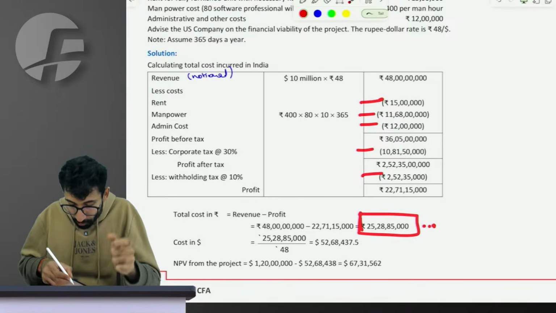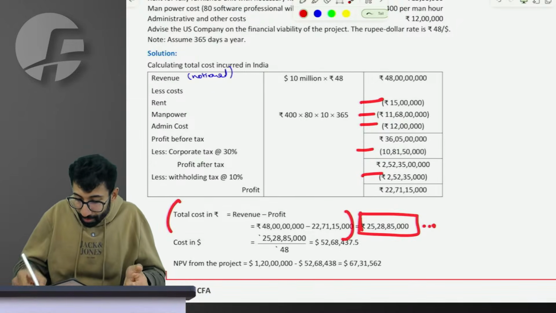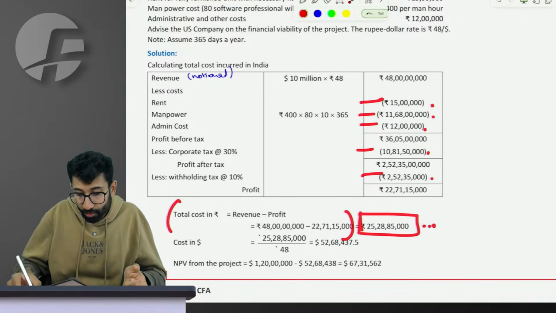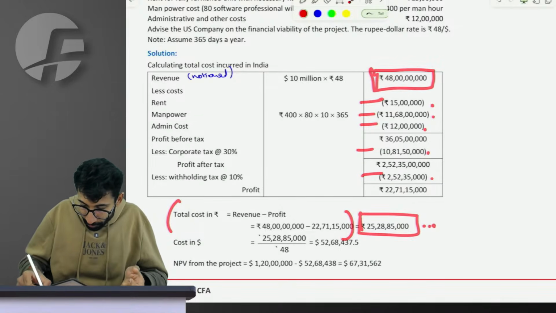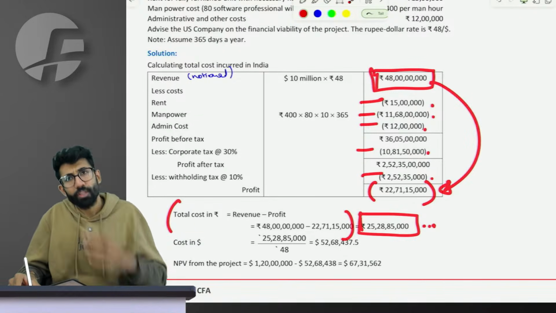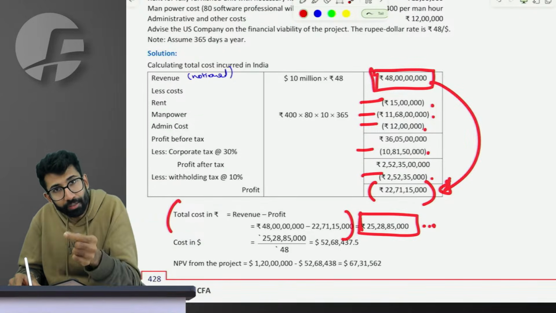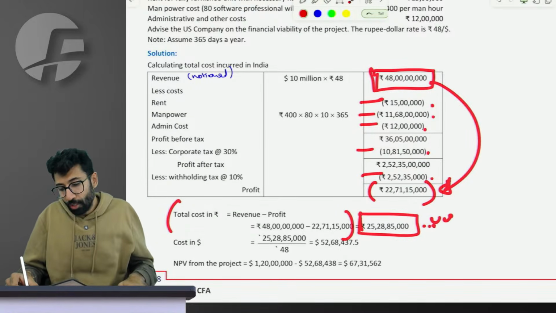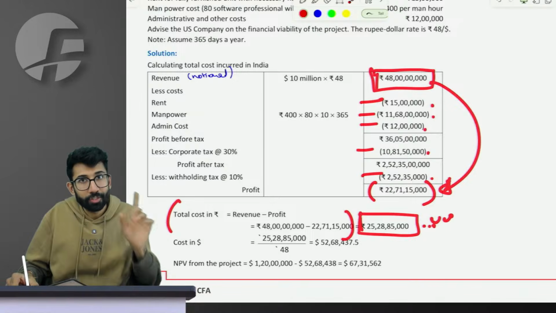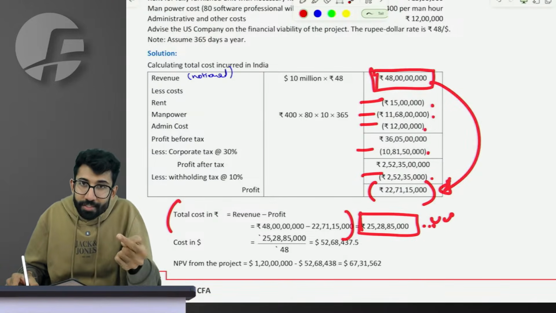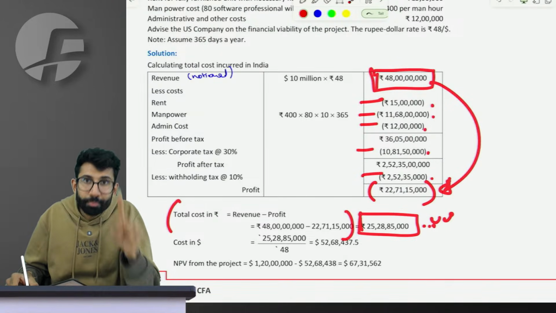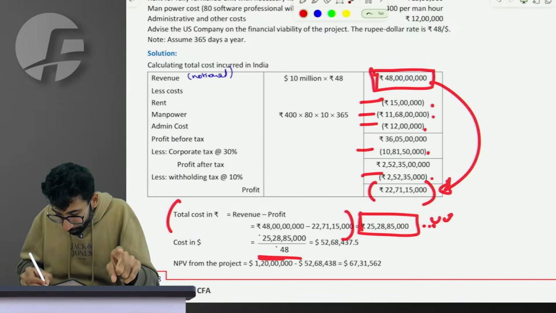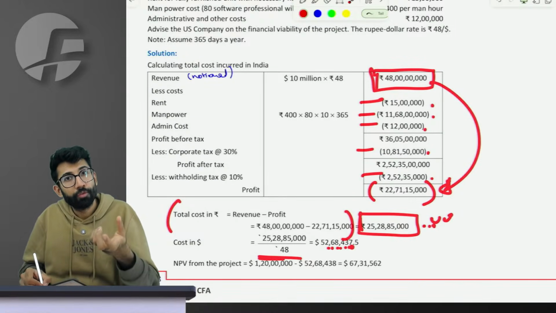The other choice which the institute has done is, rather than calculating the total cost, to deduct the profit from the total revenue. Automatically, you will know how much the total cost is, which will also give you 25, 28, 85,000. Correct? This is the cost, the Indian rupee outflow. If you convert it to dollar, you will know your dollar outflow.